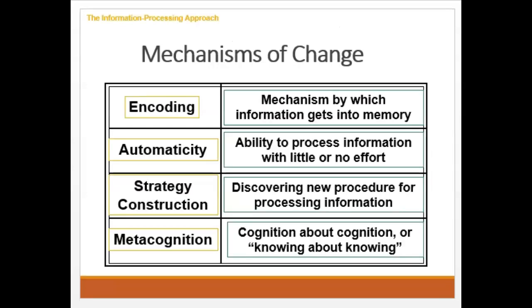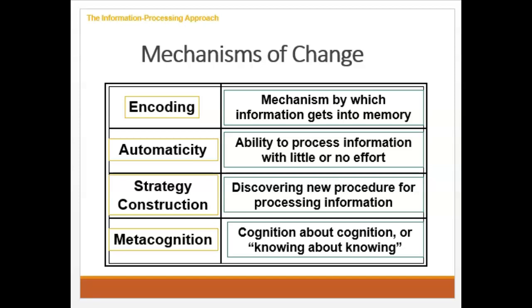The way we process information changes as we age, and these are some of the mechanisms by which that change occurs. First is the way we encode information. Encoding refers to how information gets into our memory in the first place. As we get older, we get better at knowing what information is relevant and what is irrelevant. So we encode the relevant input and we ignore the irrelevant stuff.